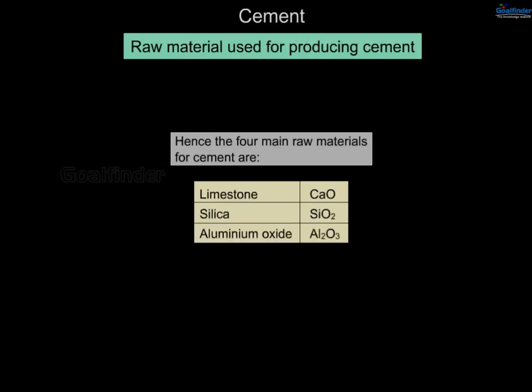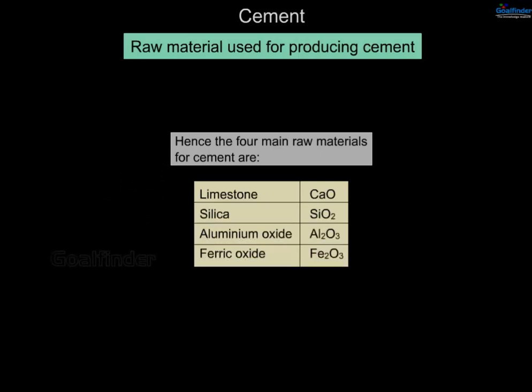Hence, the four main raw materials for cement are limestone, CaO, silica, SiO2, aluminium oxide, Al2O3, and ferric oxide, Fe2O3.